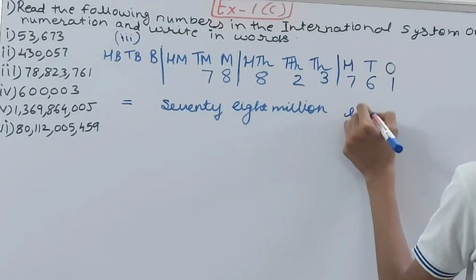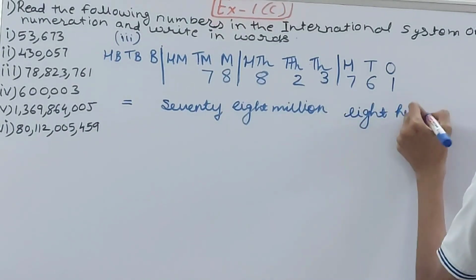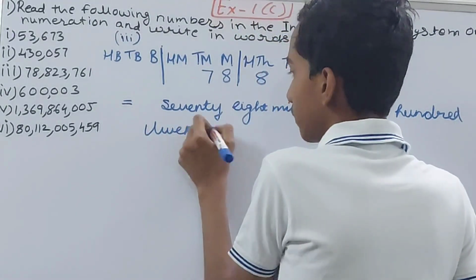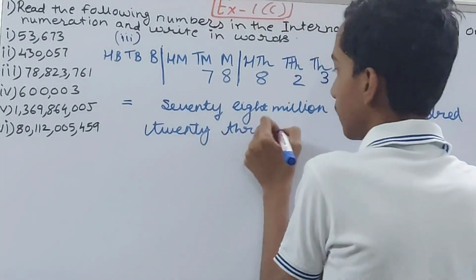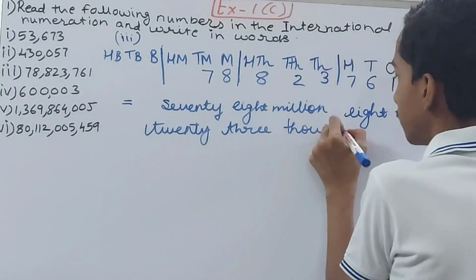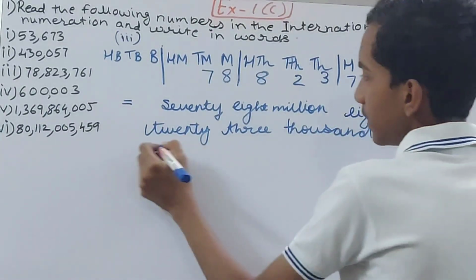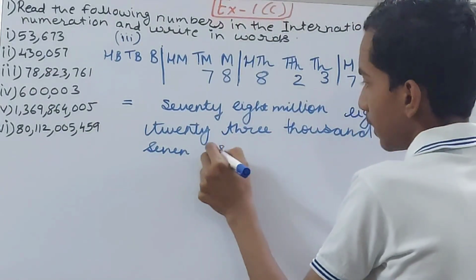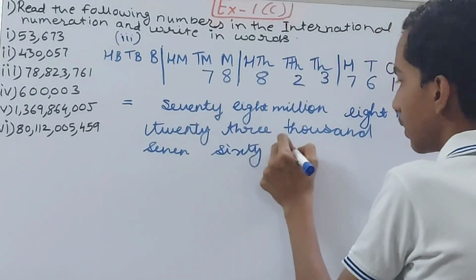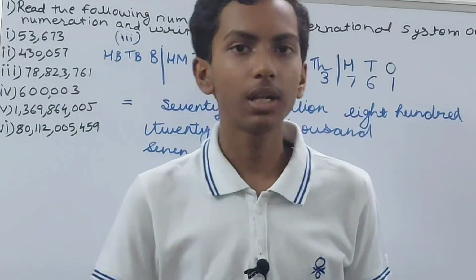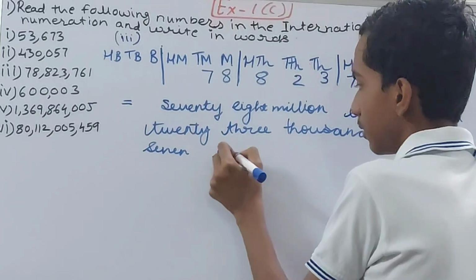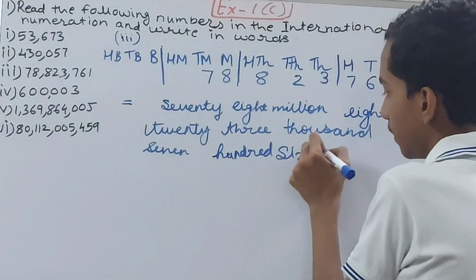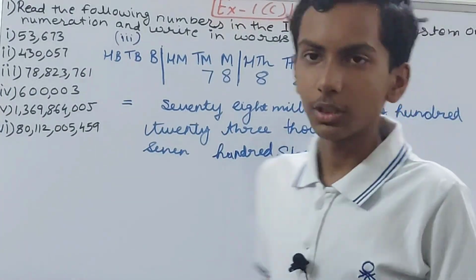So this will become 78 million, 823,000, then 761, because 761, right? And that is your answer. Let's move on to the next part.